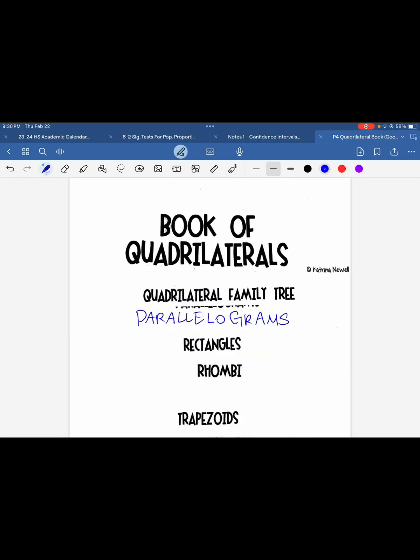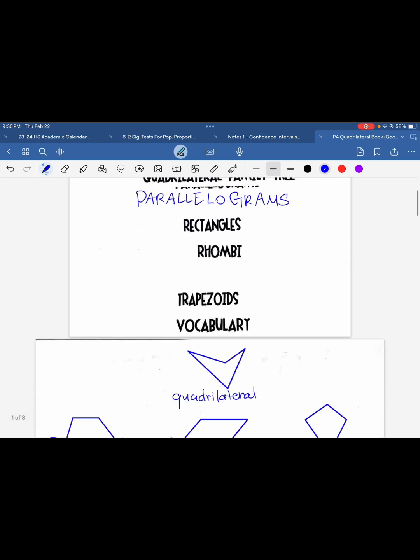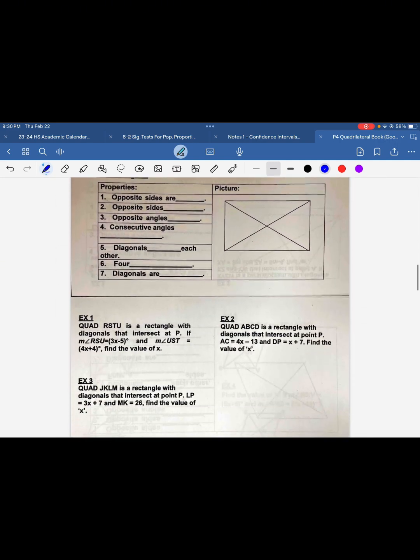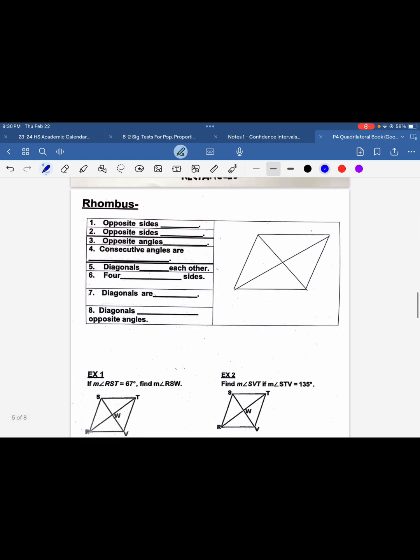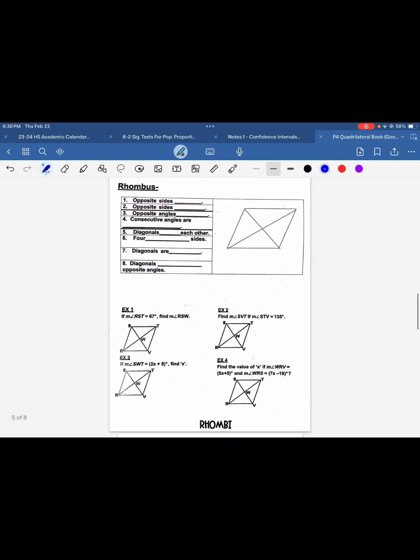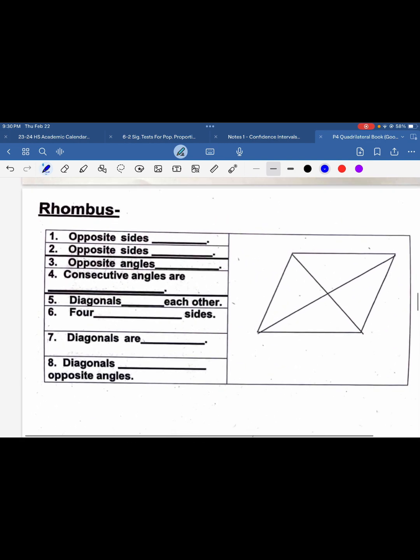Back over here at our book of quadrilaterals, we're going to scroll right on down to rhombus. Rhombi is plural, but please flip in your book of quadrilaterals to rhombi. Okay, so let's see how this rhombus relates to a parallelogram.